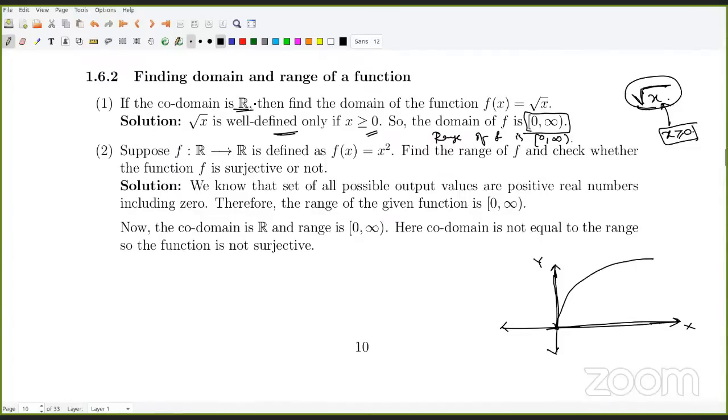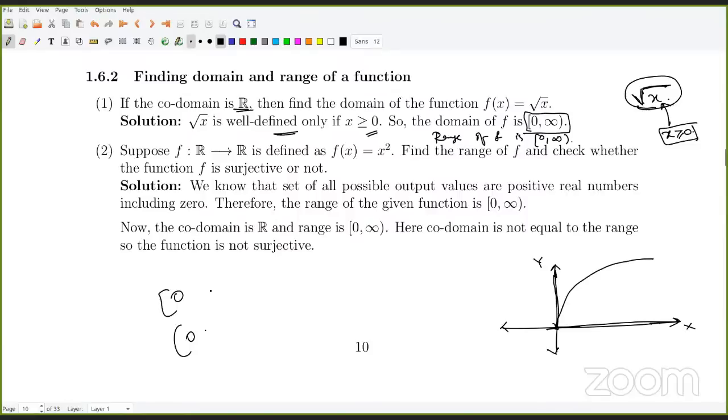So whether this is surjective or not? No, sir, not surjective, because to become surjective, the codomain has to be equal to the range. Correct. So this is not surjective. Okay, now let's see. Sir, is there any impact for this square bracket? The square bracket means we are including 0. Open bracket means we are excluding 0.